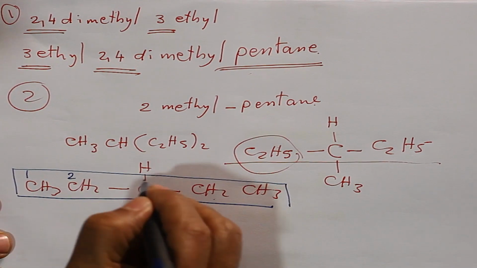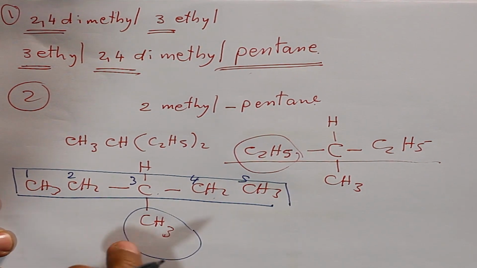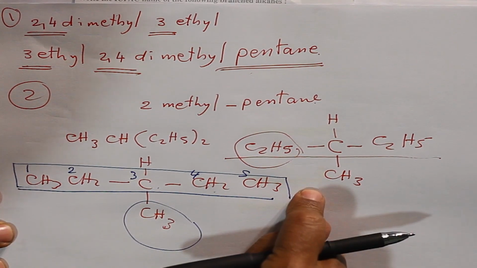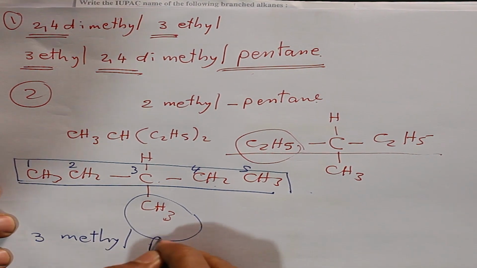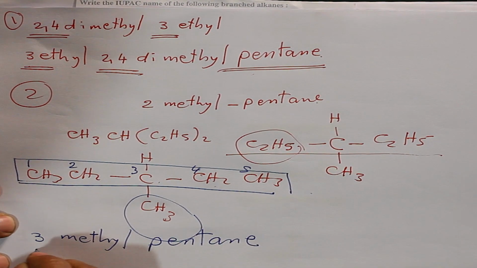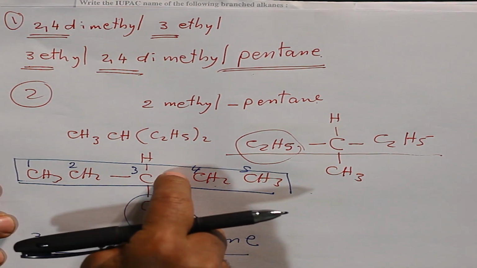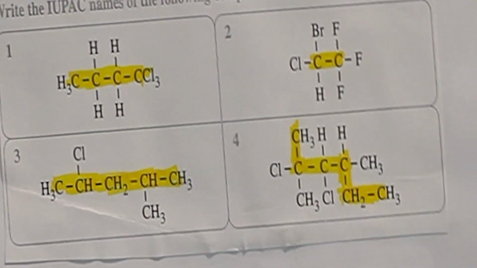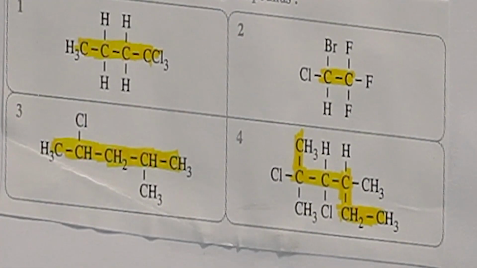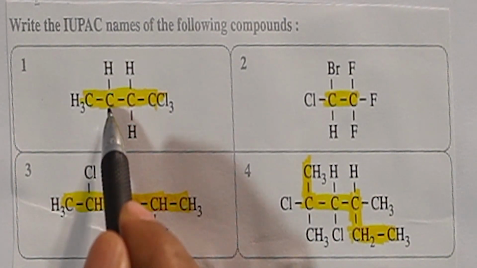Number 1, 2, 3, 4, 5. Methyl branch chain. 3-methylpentane. 3-methylpentane. It means at carbon number 3 group of methyl.